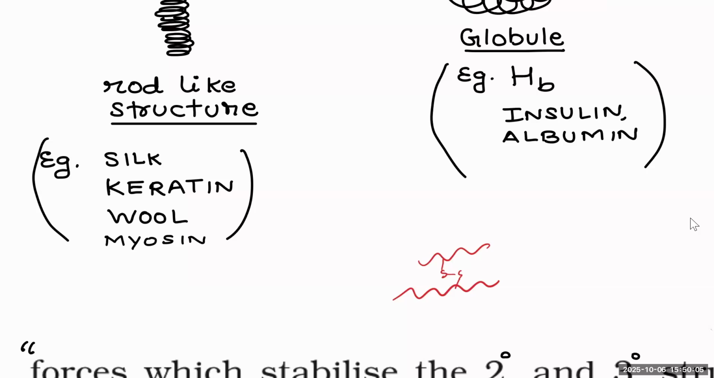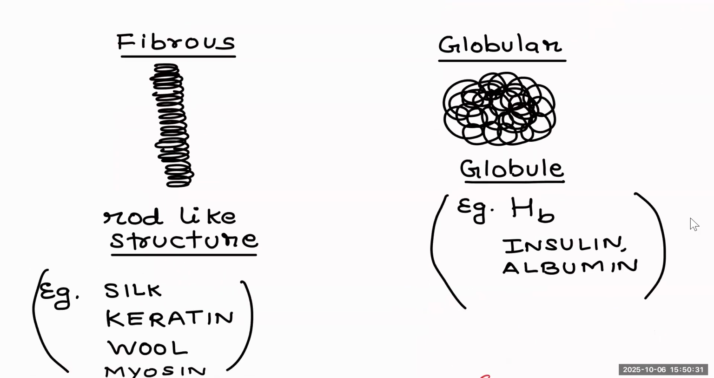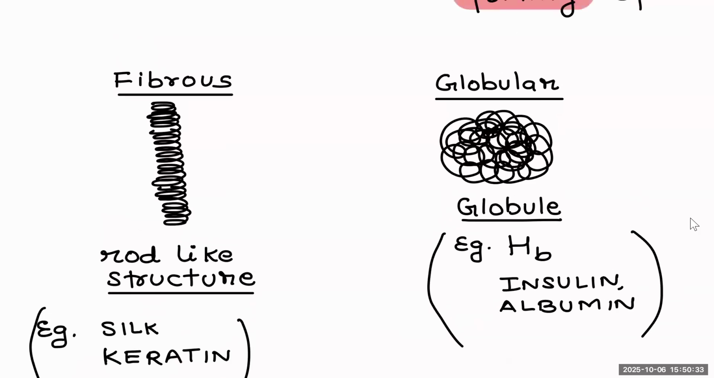Got it? So you can take silk, keratin. Keratin is the protein which is there in our hair. Wool, myosin, right? These are all different forms of fibrous proteins. Globular means hemoglobin in our body, insulin, albumin, egg whites. Albumin is egg whites. Correct? So that is all globular form. Understood? So tertiary will be again categorized into two forms, fibrous and globular form.